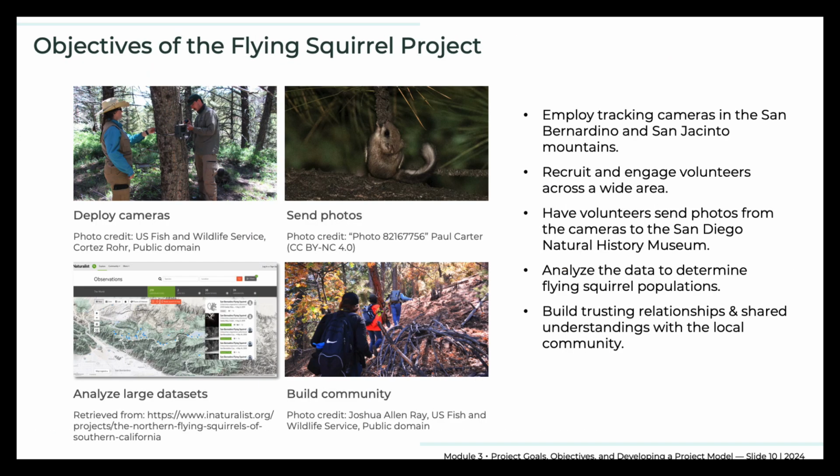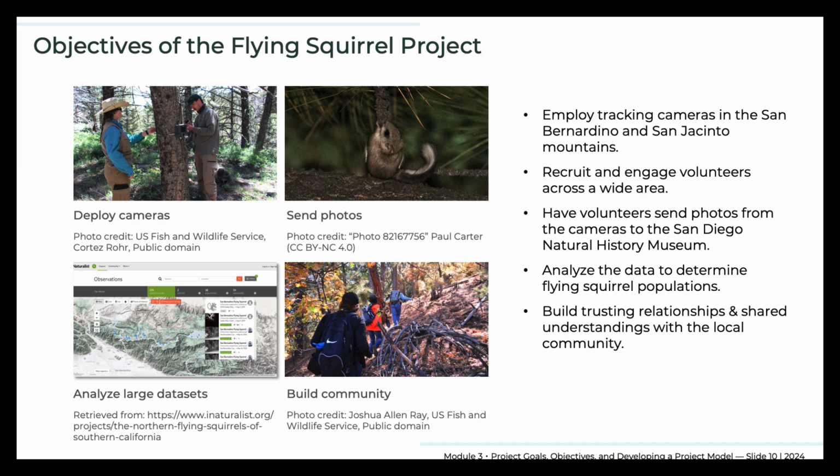The Flying Squirrel Project developed several objectives to determine the San Bernardino flying squirrel's distribution and habitat use. 1. Employ tracking cameras to collect data to determine the squirrel's distribution and habitat use in the San Bernardino and San Jacinto Mountains. 2. Recruit and engage volunteers in setting out cameras on their properties to ensure data collection across a wide area, particularly on private property.